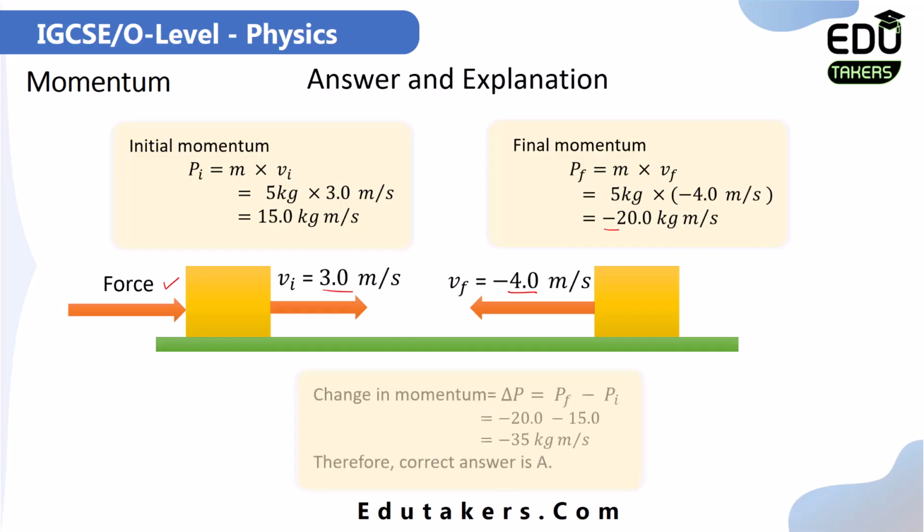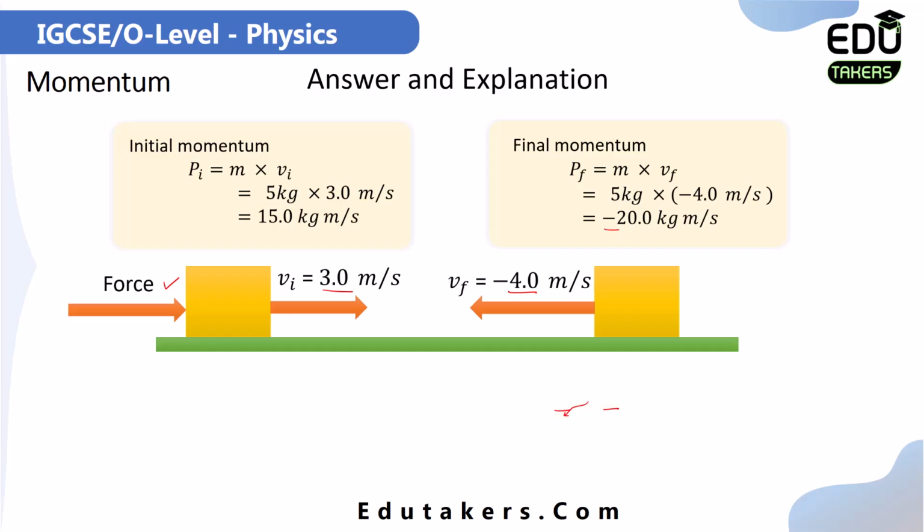When you have to find out the change in momentum, just subtract the initial momentum from the final momentum. So here I write final momentum P_f minus initial momentum. Final momentum is given, which is minus 20.0, and the initial momentum is 15. So here is a minus sign because you are going to find out the change. You get the change in momentum, minus 35 kilogram meters per second. For that system, the change in momentum is minus 35 kilogram meters per second.